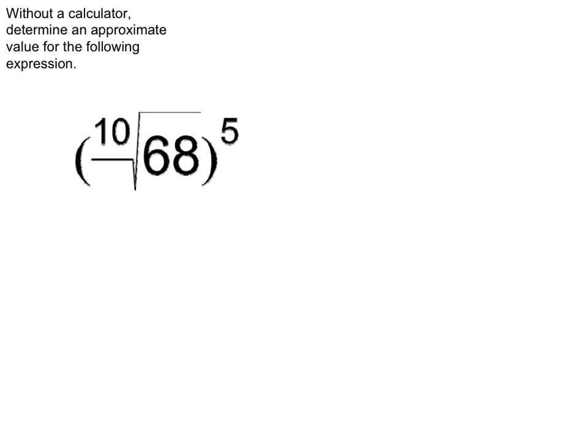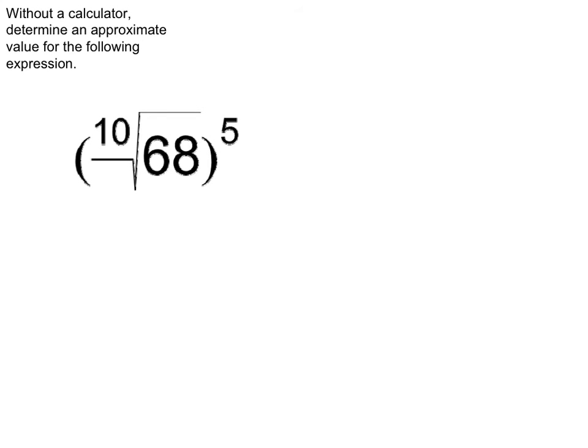One last final example for this section. Being asked to, without a calculator, determine an approximate value for the following expression: the 10th root of 68 to the 5th power. This seems overwhelming. We're being asked to determine what number times itself 10 times equals 68, and then raise that number to the 5th power. I know I'm going to be working with decimals since it's not going to work out nicely, and without a calculator, I don't want to do that. Fortunately, using rational exponents, we have a solution.